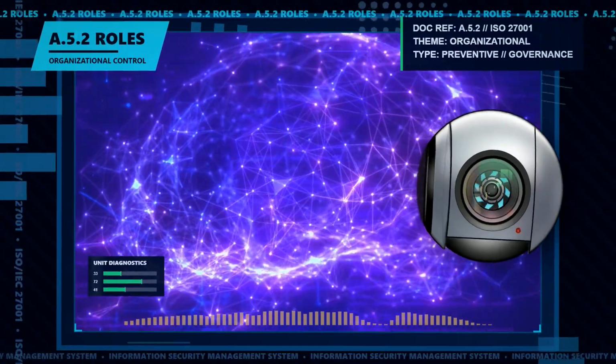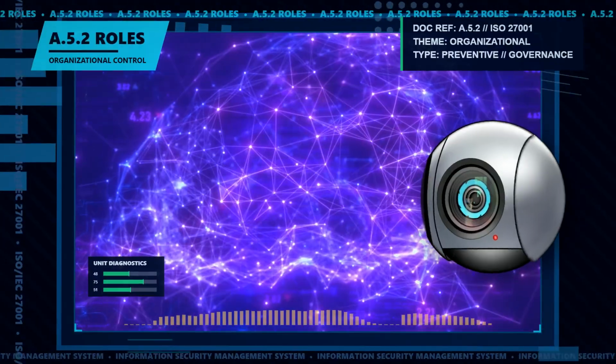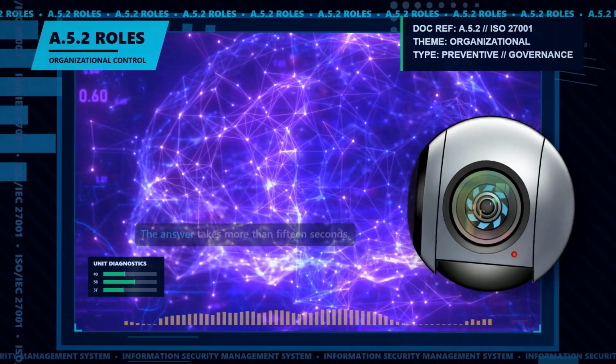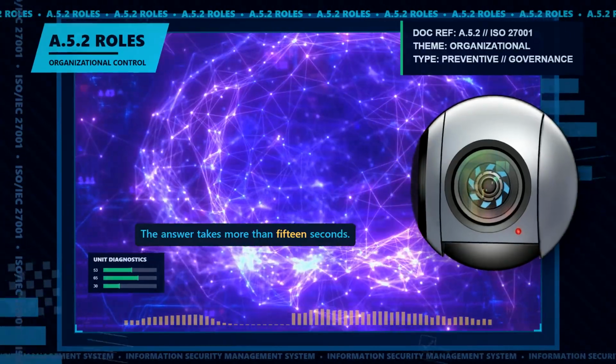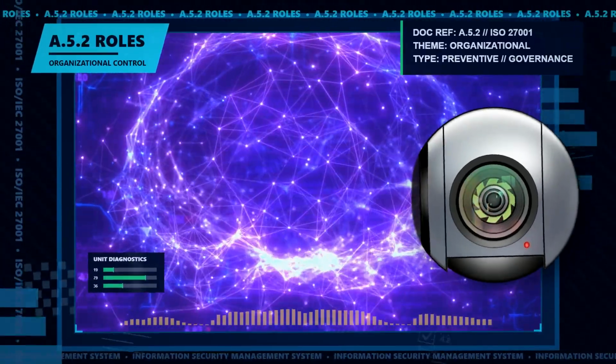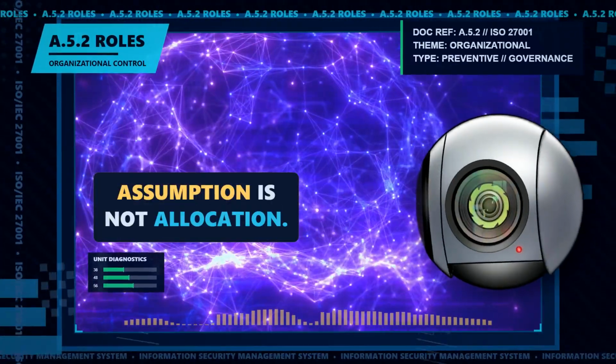Here's the test. Walk up to whoever your Dave is and ask, without warning, what are you responsible for, security-wise? If the answer takes more than about 15 seconds, or contains the word "probably," it isn't allocated. It's assumed. Assumption is not allocation.